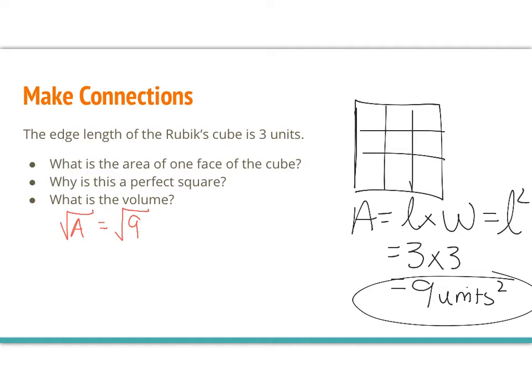So what is the volume? The volume would be length times width times height. Now width and height are all the same as well because it's a cube, so I can say that this would be length cubed. So this is 27 units cubed. 3 times 3 times 3.